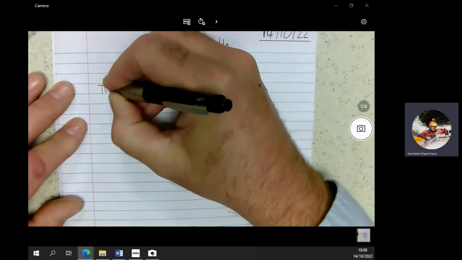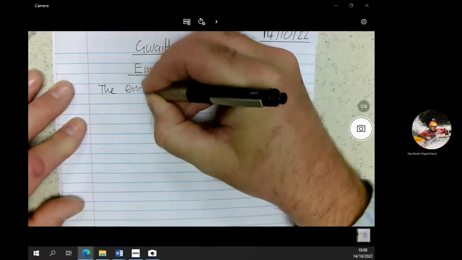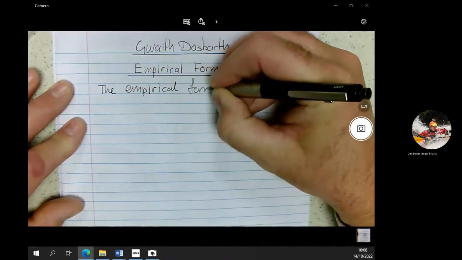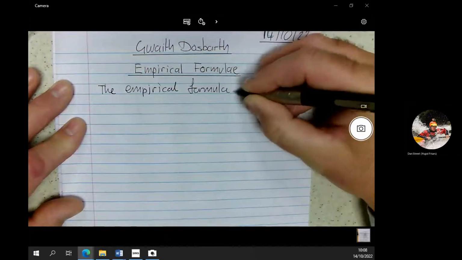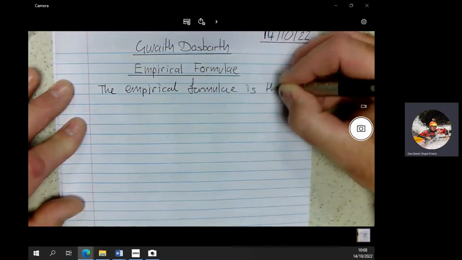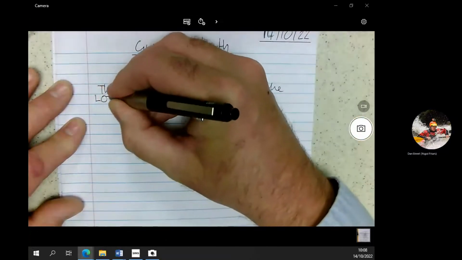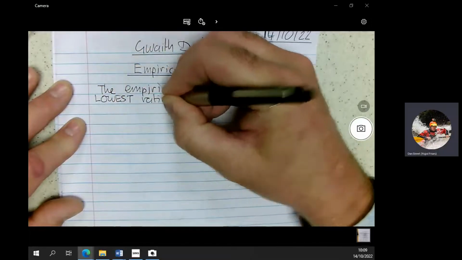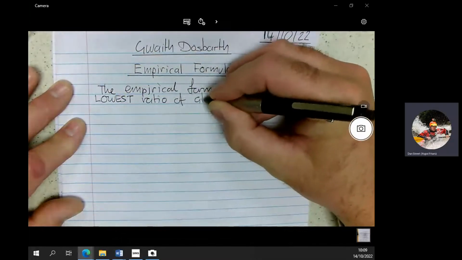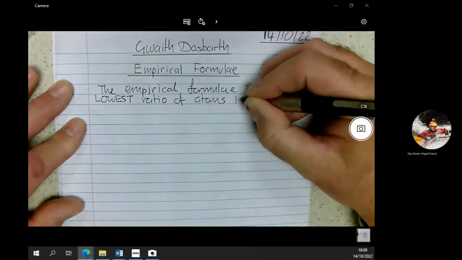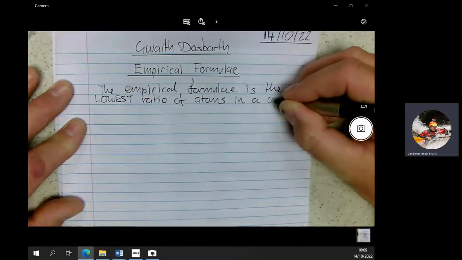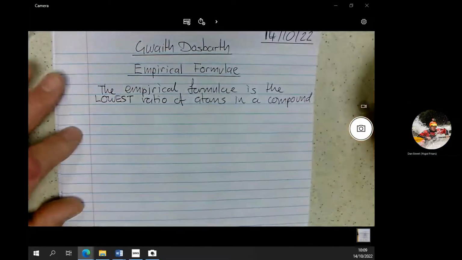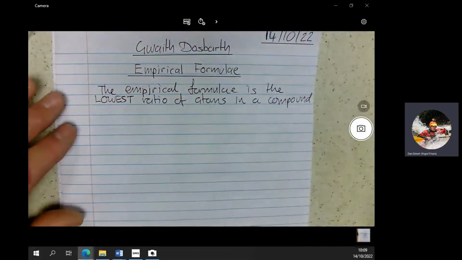So the empirical formula is the lowest ratio of atoms in a compound. Your books, it's in this box here then, Bella, yeah? Okay.